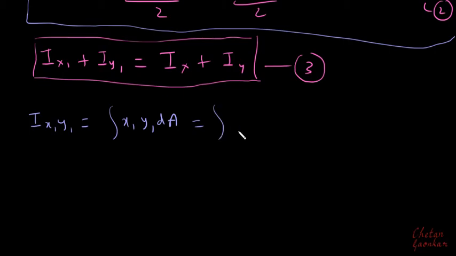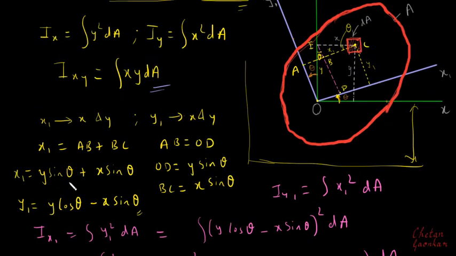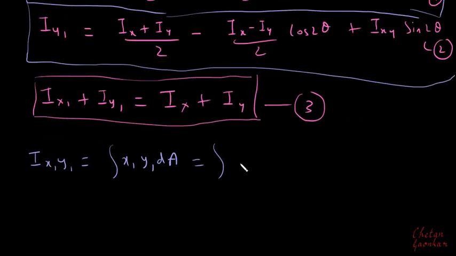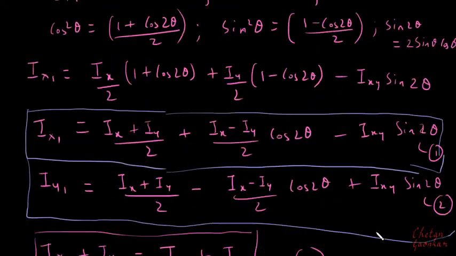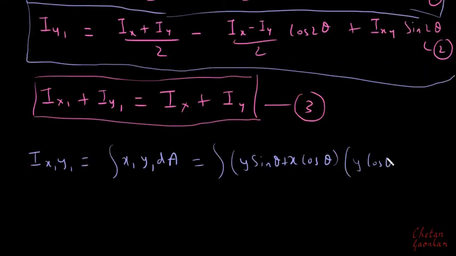But we know what x1 and y1 are. x1 is y sine theta plus, I'm sorry, this should have been x cos theta. So x1 is y sine theta plus x cos theta, and similarly y1 will be y cos theta minus x sine theta, and this is multiplied by dA.